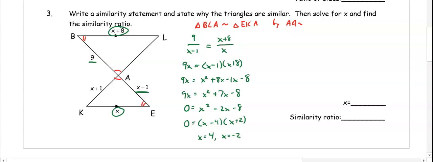Now in this case, -2 is not going to work because if I have -2 minus 1, I get a negative side length. So x is only going to equal 4. When I substitute 4 into the side that corresponds with 9, 4 minus 1 is 3. So our ratio is 9 over 3, which reduces to 3 over 1.